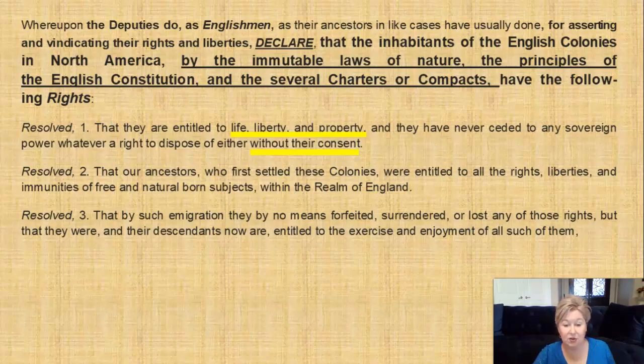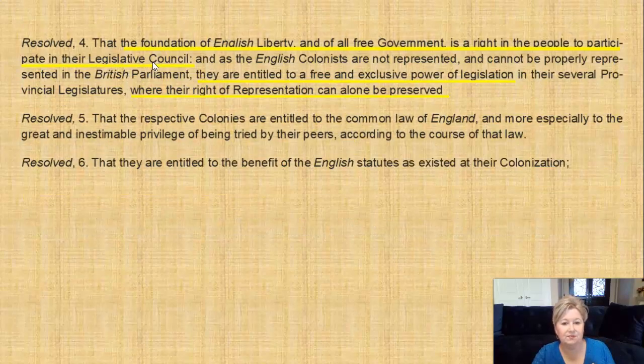Our ancestors who first settled these colonies were entitled to all the rights, liberties, and immunities of Englishmen. It's in our charters. When we immigrated, we didn't forfeit any of that. That's what 3 says. 4, the foundation of English liberty and all free government is the right of the people to participate. How do you participate?